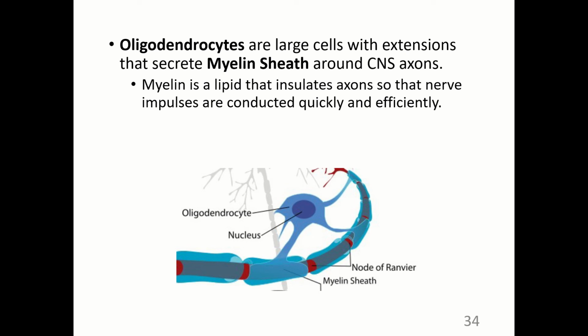Oligodendrocytes are large cells with extensions that secrete myelin sheath around central nervous system axons. Myelin is a lipid that insulates axons so that nerve impulses are conducted quickly and efficiently. Oligo means scanty or few, and dendro means branches. So these are cells with a few branches. And as you can see, it helps them to myelinate multiple neurons within the central nervous system.